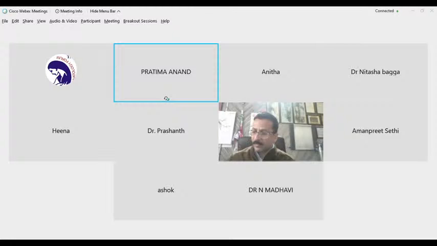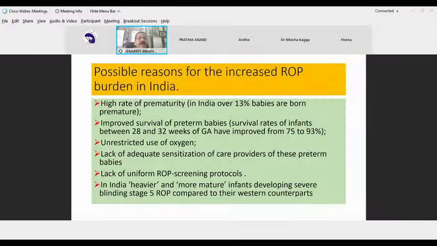I think this has been explained by Amanpreet and Prashant also in earlier slides, that we have a high rate of prematurity in India. And now survival has certainly increased. This is not 93%, but in some centers the survival of babies between 28 to 32 weeks has increased greatly. That is why we are able to see more ROPs. And as Prashant told, there is a problem of use of oxygen. People don't actually restrict oxygen use, and there is a lack of sensitization of care providers.